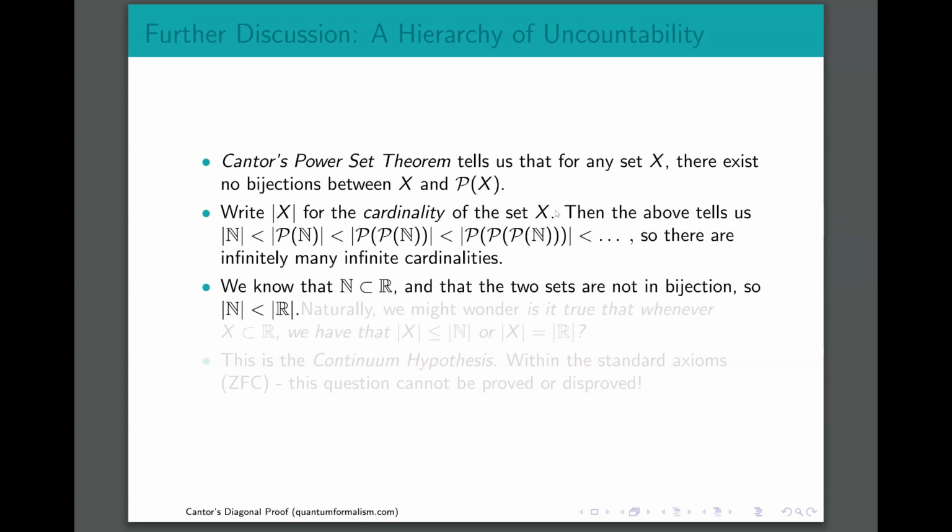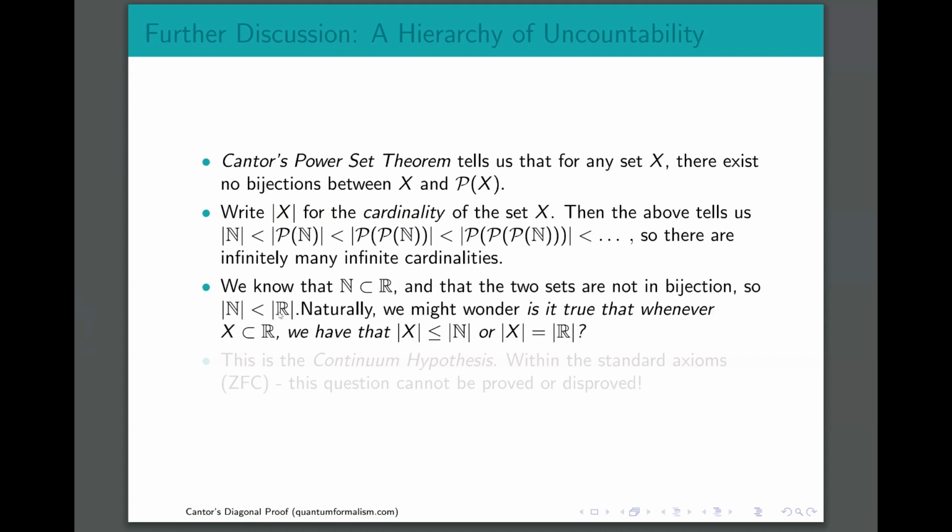We know that the natural numbers are a subset of the real numbers. This is obvious. We know that these two sets are not in bijection. This is what we proved today with our diagonal proof. So we have that the set of natural numbers has a lesser cardinality than the set of real numbers.